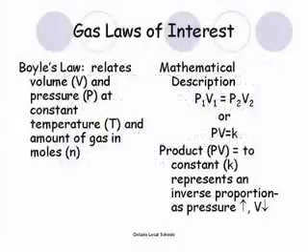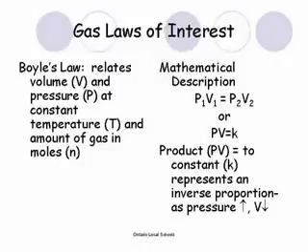There are several gas laws of interest to us. We're going to start off with Boyle's law, which relates volume and pressure at constant temperature and amount of gas in moles. And notice the symbols for these. Volume is represented by V, pressure by P, temperature by T, and moles is represented with a lowercase n. The mathematical description of Boyle's law is P1 V1 is equal to P2 V2, or pressure times volume, PV, is equal to a constant, K.